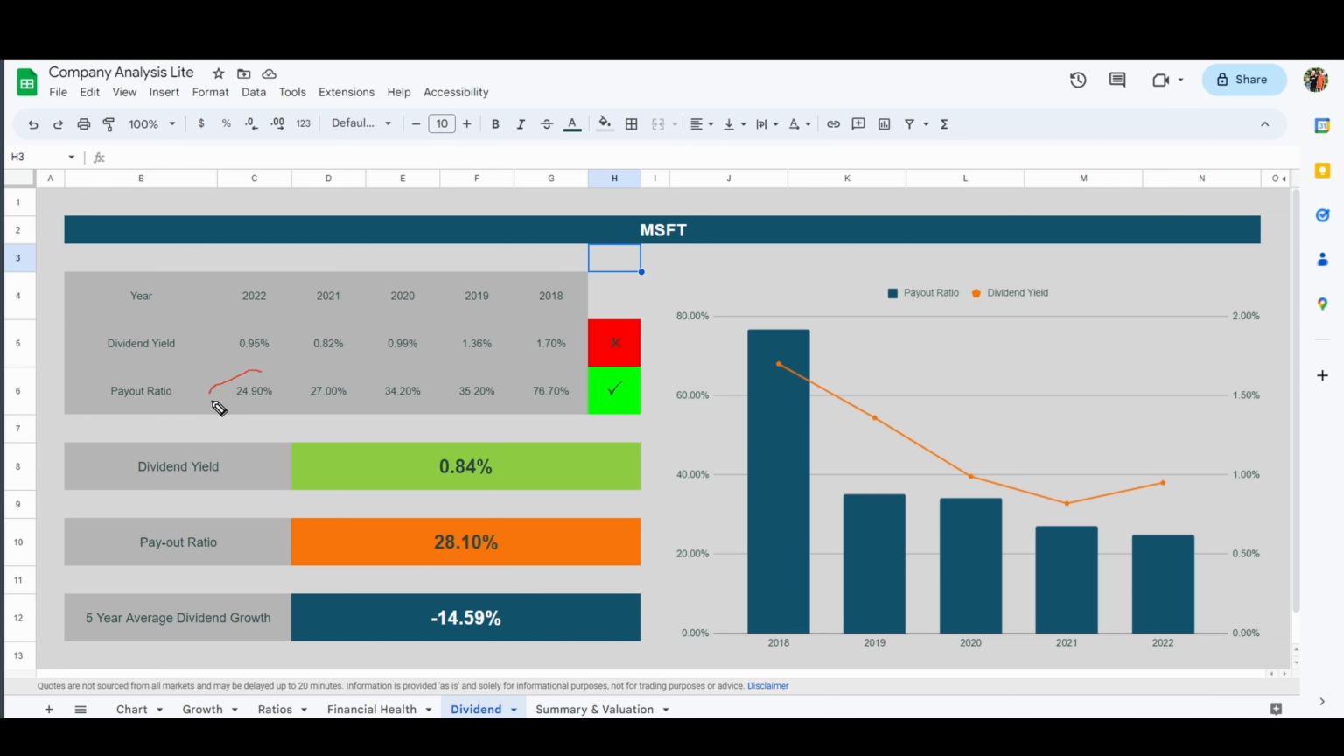Of course, this is for the year 2021, 2022. This is the most current data, most currently available, right? So it takes the current quarter. Then the 5-year average dividend growth. So you can see Microsoft has been cutting their dividend growth. This is annually, by the way. And then on the right side, you have a graph of the payout ratio and the dividend yield. So you can see both are going down.